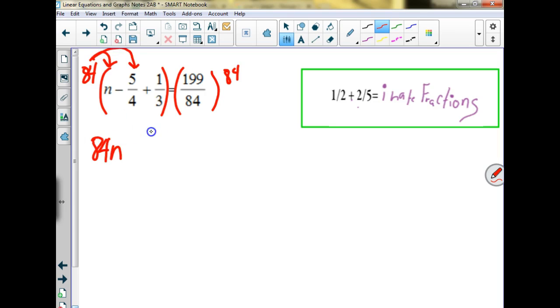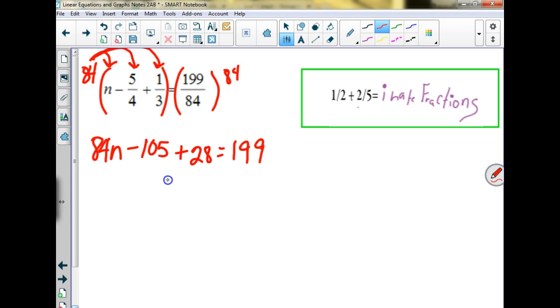84, you don't have this problem. You can write it down if you need an example, maybe put it on worksheet 1 somewhere. 84 times 5 divided by 4 is 105. And it's minus. 84 times 1 divided by 3 you already got was what? Thank you. And we shouldn't need a calculator for this one. 199 divided by 84 times 84 is going to be 199.